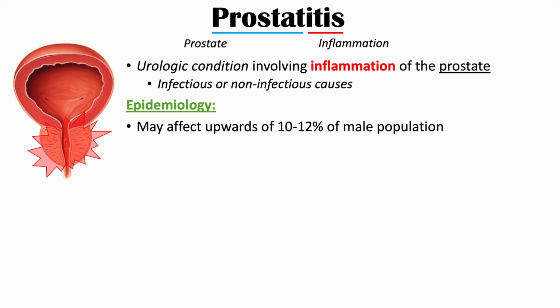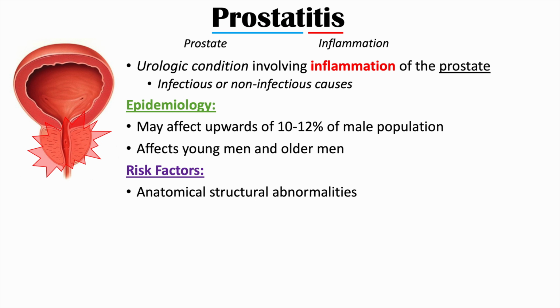Now, the epidemiology of prostatitis shows that it is a relatively common condition. Prostatitis may affect upwards of 10 to 12% of the male population. And there are two age groups that are more likely to be affected by prostatitis. These include younger men and older men, and the middle-aged group is less likely to be affected. And this is going to come down to some of the risk factors we're going to talk about.